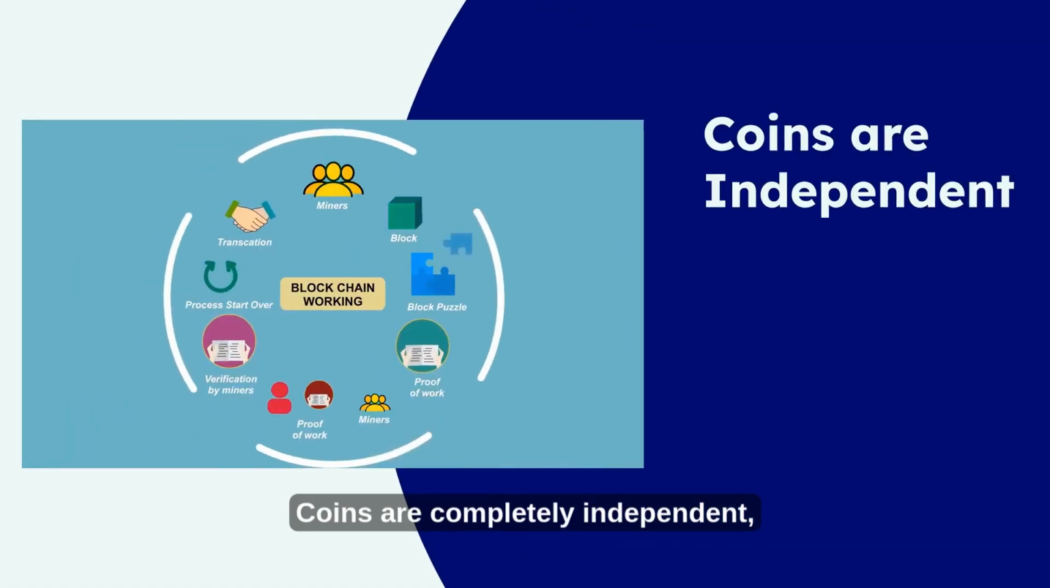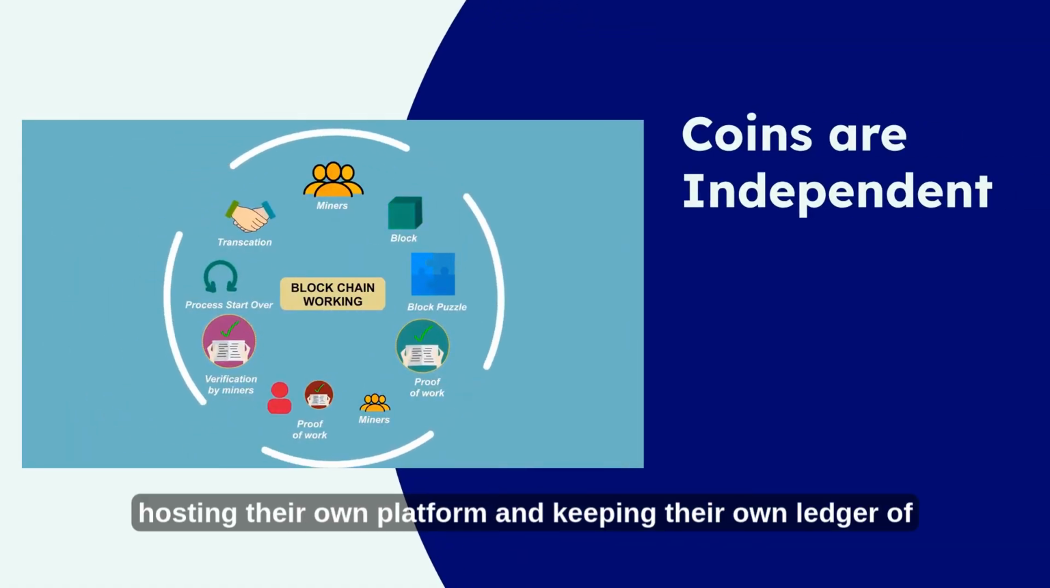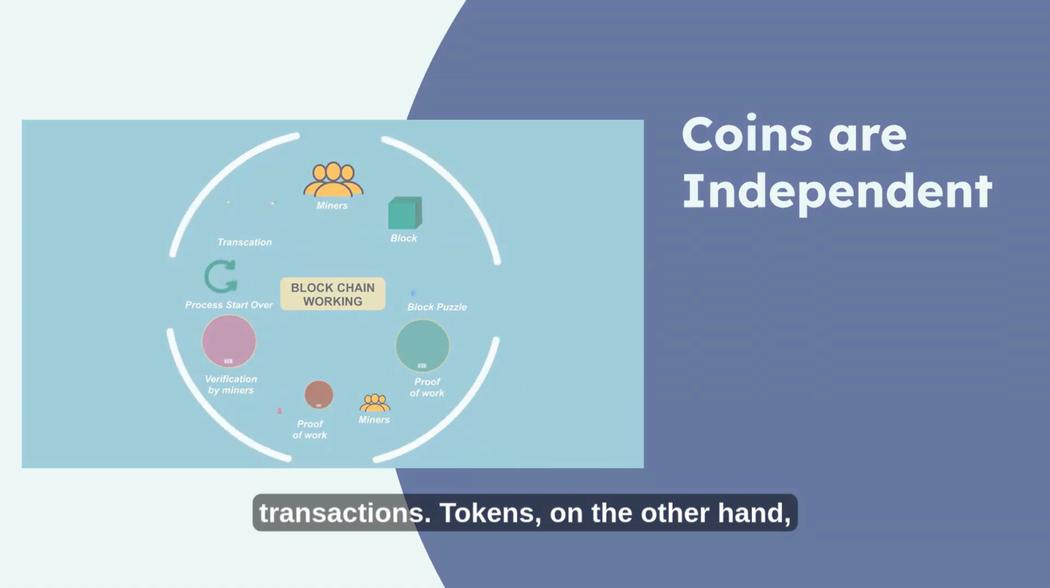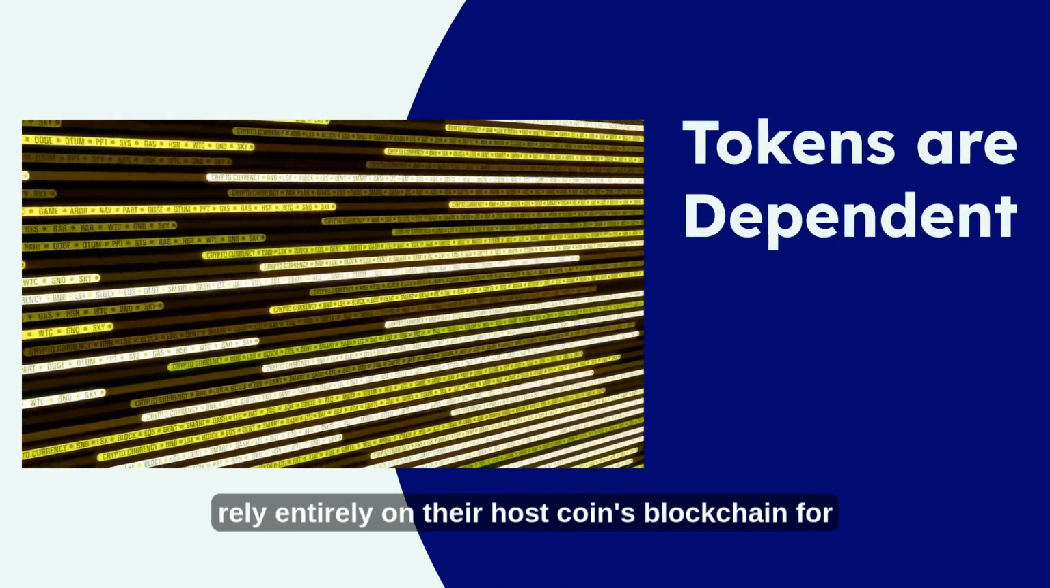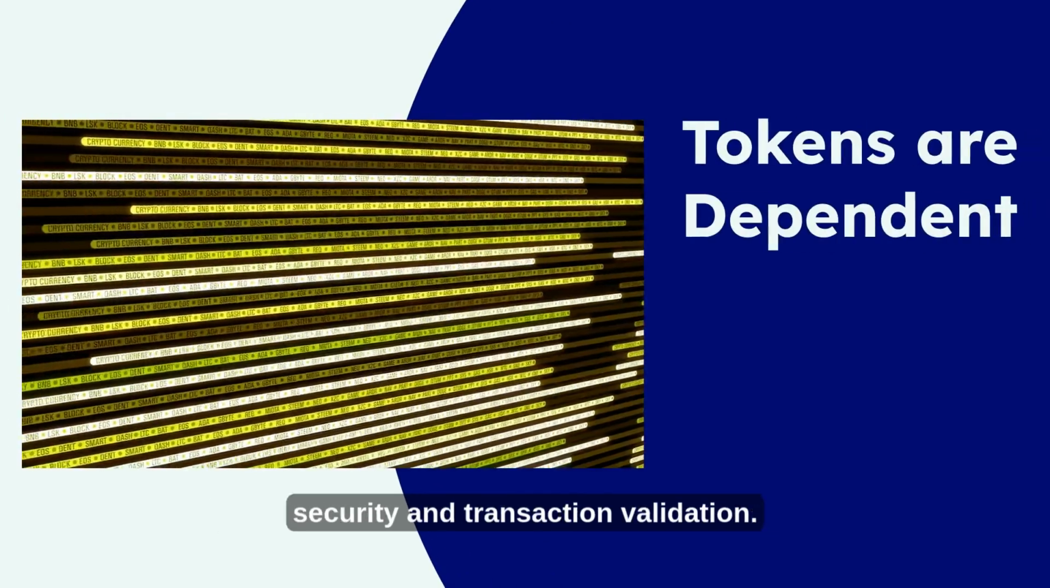The core operational difference comes down to their independence, which is crucial to understand. Coins are completely independent, hosting their own platform and keeping their own ledger of transactions. Tokens, on the other hand, rely entirely on their host coin's blockchain for security and transaction validation.